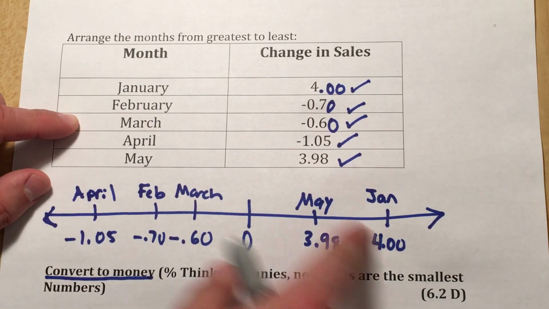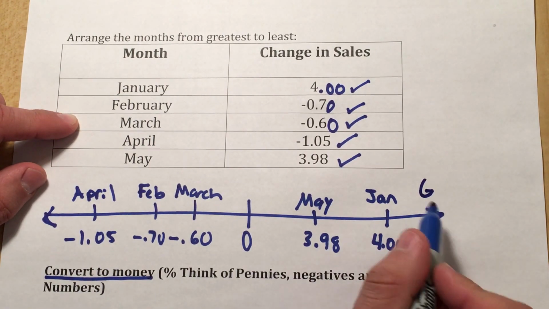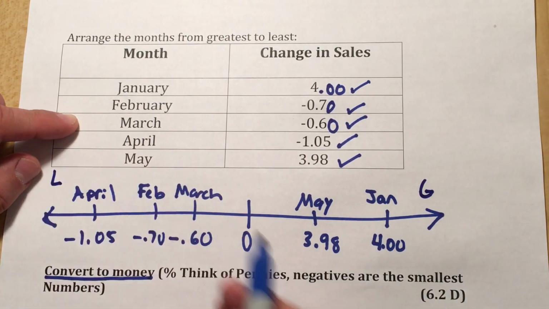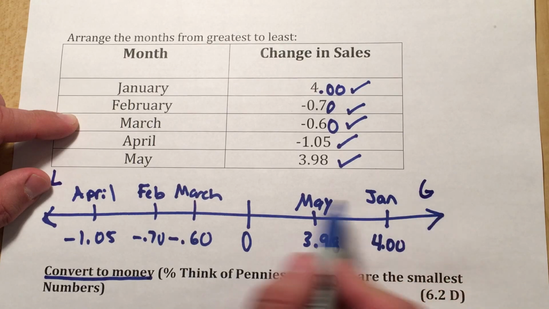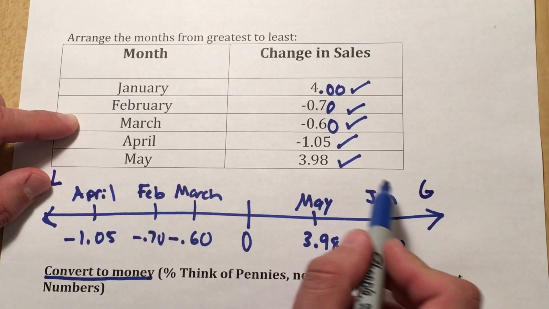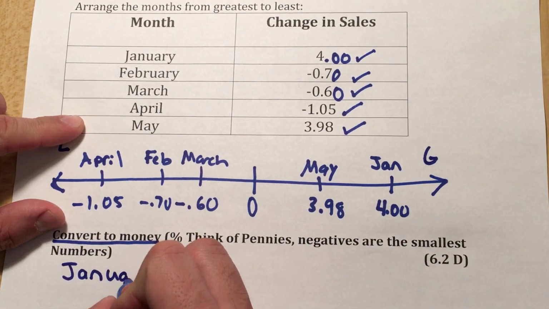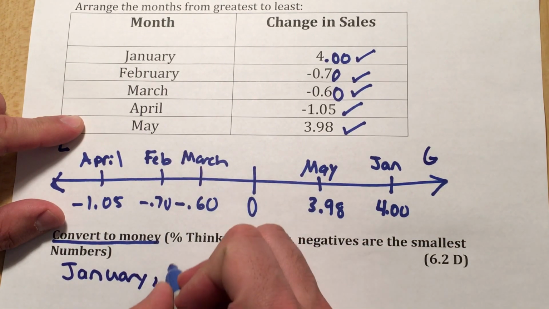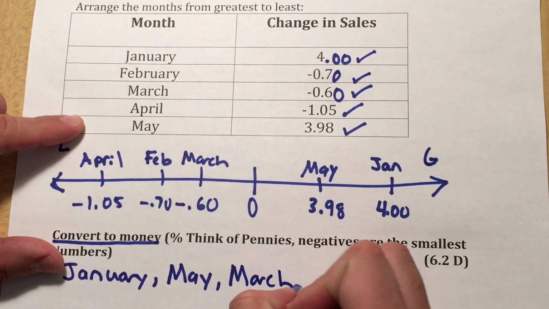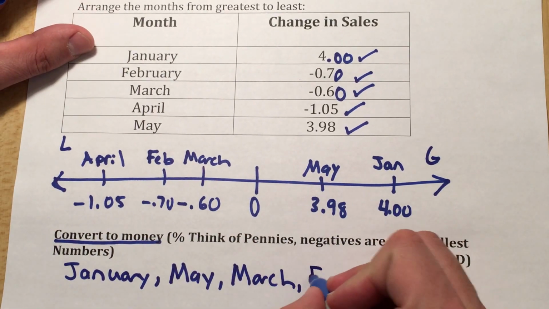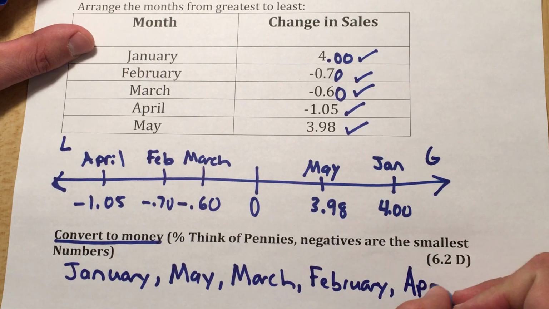So now we've placed them all on our number line. The numbers that are furthest to the right are the ones that have the greatest value, and the ones that are furthest to the left have the least value. So we have to arrange these months from greatest to least. We're going to read our number line from right to left. The one that has the greatest value would be January, our month. So we're just going to put here January. Then after January, what would be next? It would be May. Then after May, it would be March. After March, it would be February. And after February, it would be April.